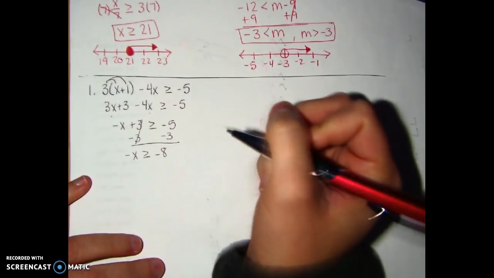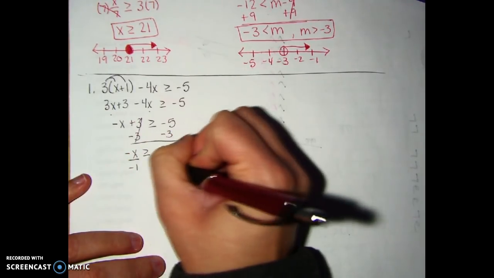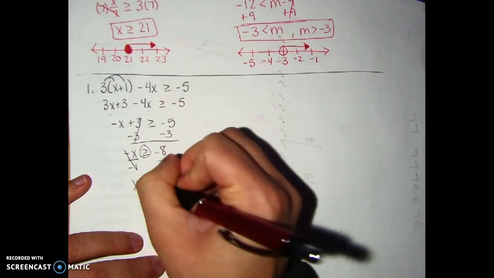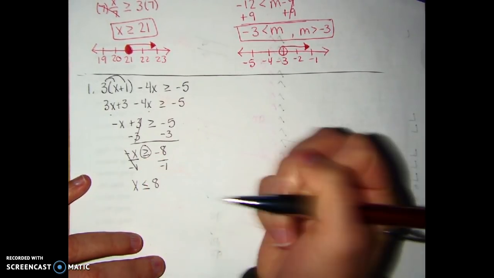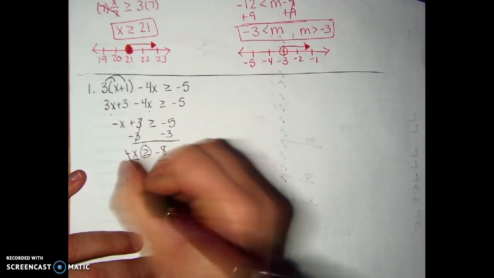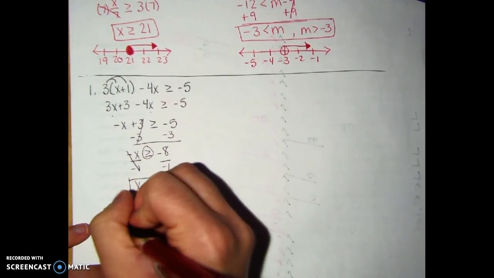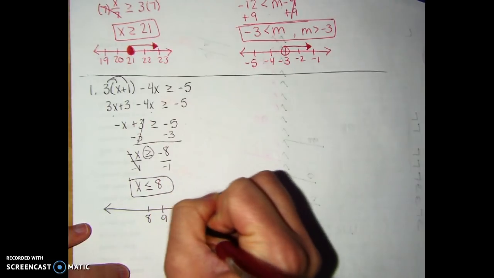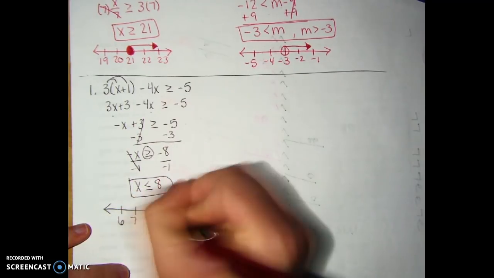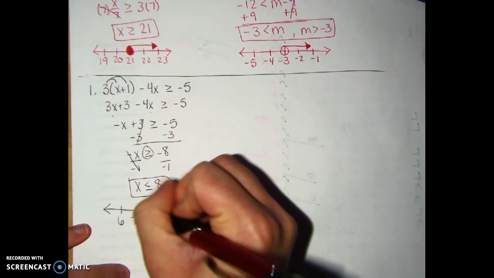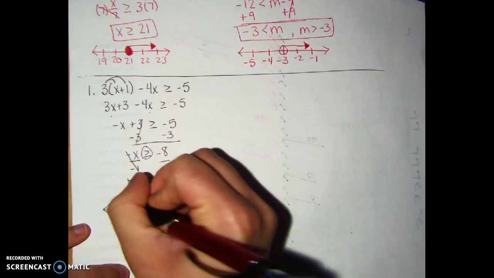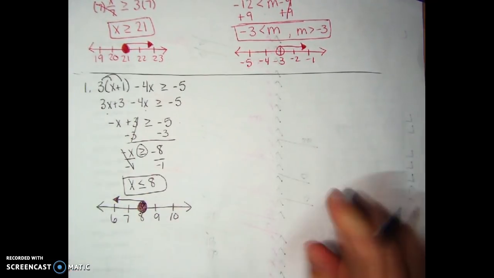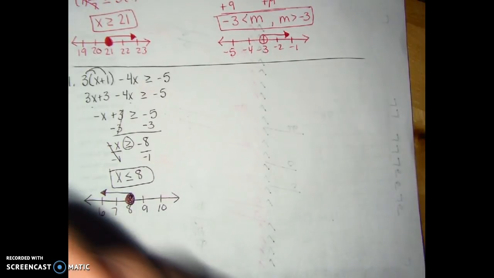I can't have a negative variable, so I'm going to divide both sides by -1. I divided by a negative, so I need to flip the sign. X is less than or equal to 8. Okay, let's go ahead and graph that. It's going to be a closed circle, and it's going towards the left. Okay, so hopefully that wasn't too bad. Let's try another one.